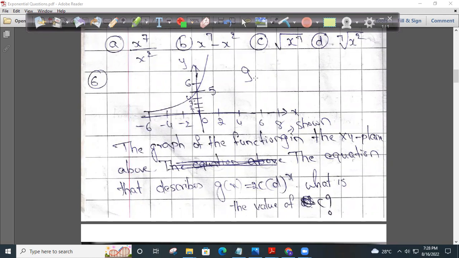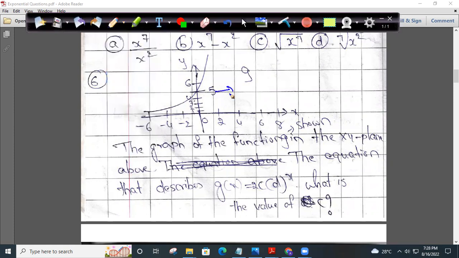Okay, some of you have done this, some of you are struggling. So see how easily I can solve. The y-intercept of this graph is 5. Clearly the graph is intersecting the y-axis at 5. So this point is (0, 5).